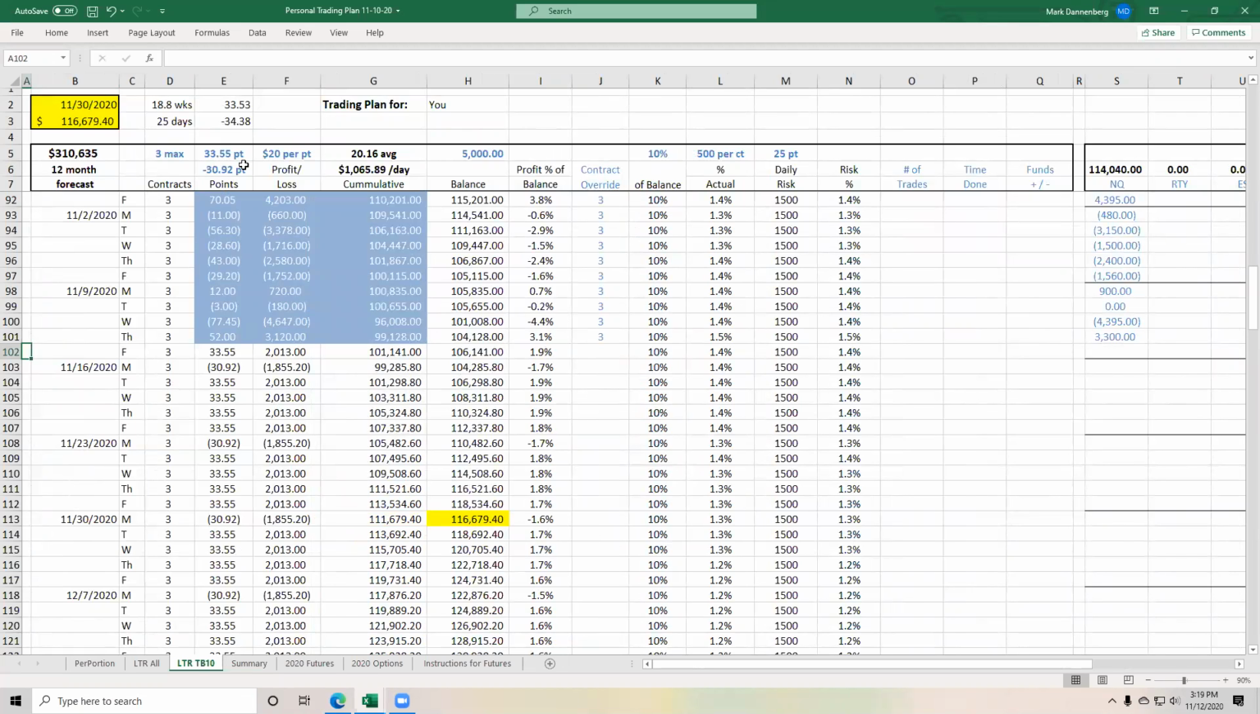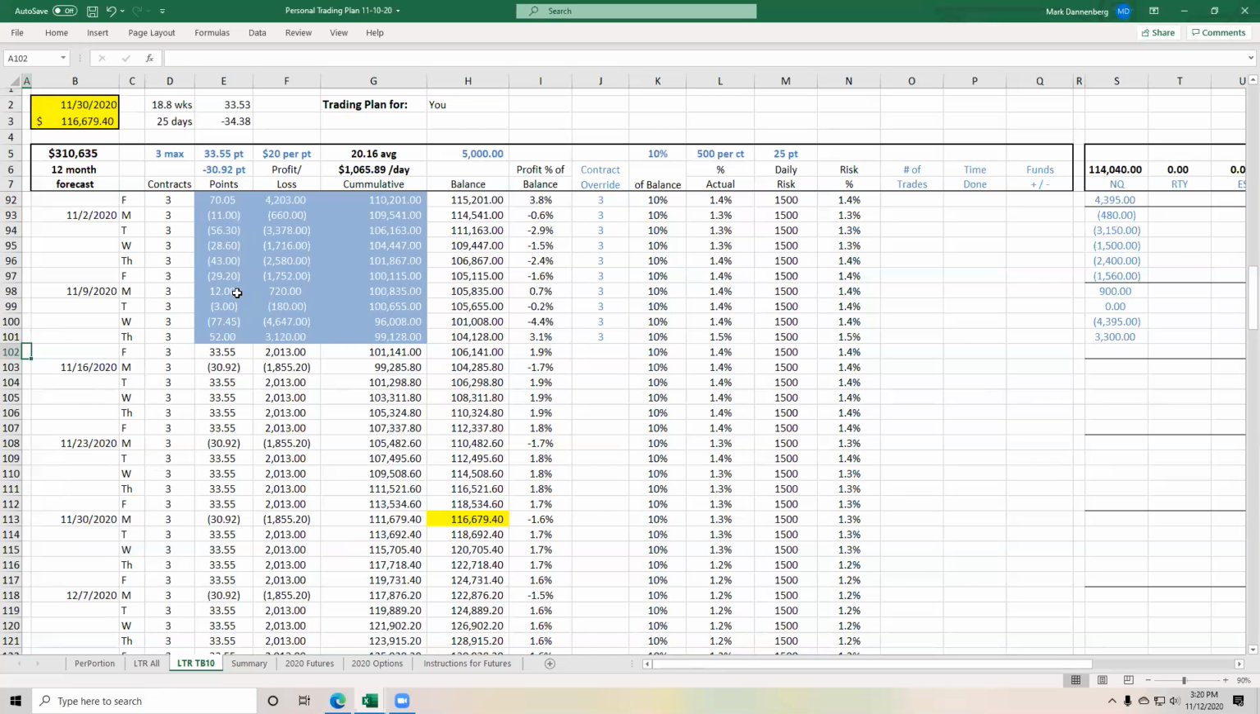All right, so same story here. 18.8 weeks, we've had 25 losing days. We've had a few losing days in the past week and a half or so. It's been a little bit more of a challenge.